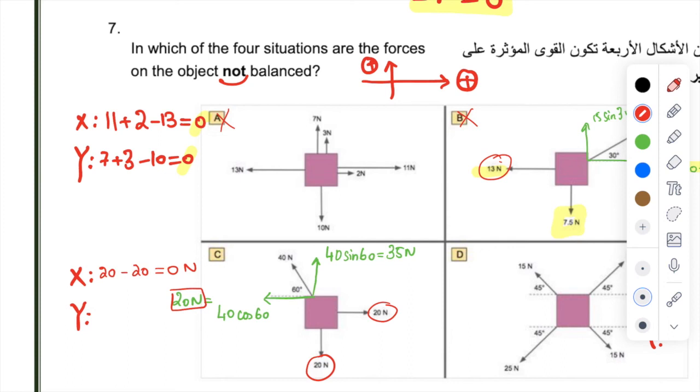On the y-axis, downward I have this negative 20 and upward a 35, which gives me a total of 15. So C doesn't show balanced forces because I do have a net force different than 0, which is 15 along the y-axis.